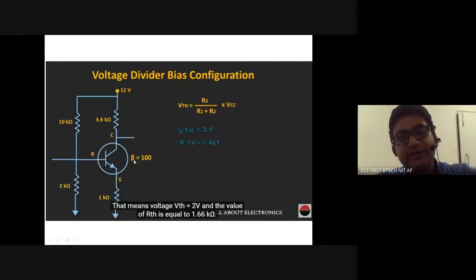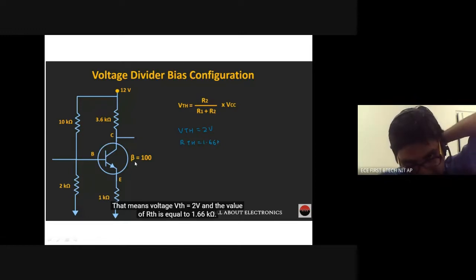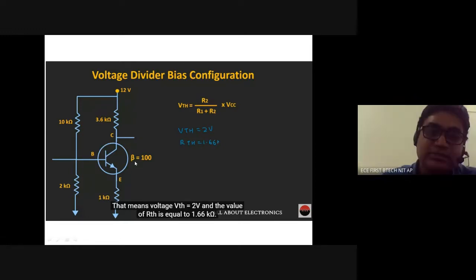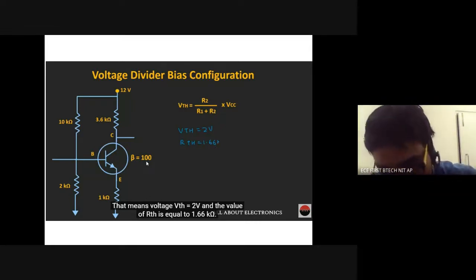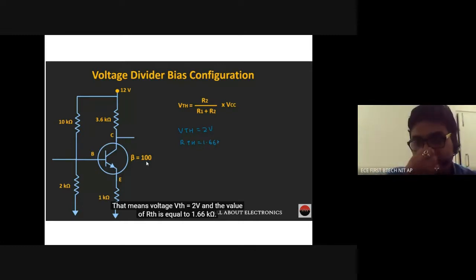Now let's change our beta, let's say to 100. Previously it was 50, and now let's say 100. Now let's see what will happen to the operating point. Our main objective should be that irrespective of the variation of beta, our operating point should not change, because that should be the criterion for proper biasing. Only then can the transistor be used as an amplifier.